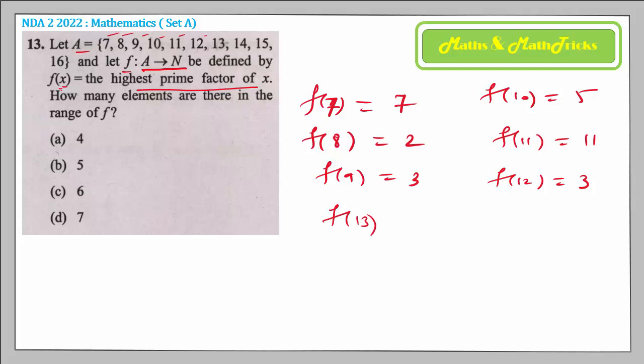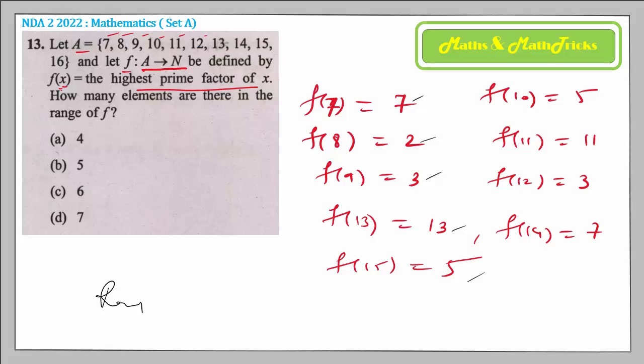Then f of 13, for the input 13, the output would be 13 itself, because 13 is the prime factor of itself. And f of 14, the largest prime factor you get there is 7. And f of 15, the largest prime factor will be 5. So basically you got all the required outputs for the given inputs you have in the set A, which is the domain set for the function.